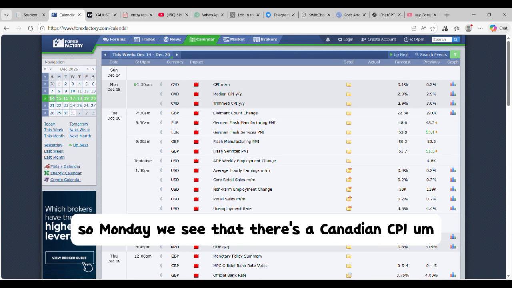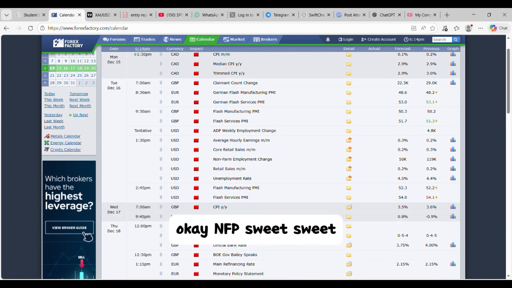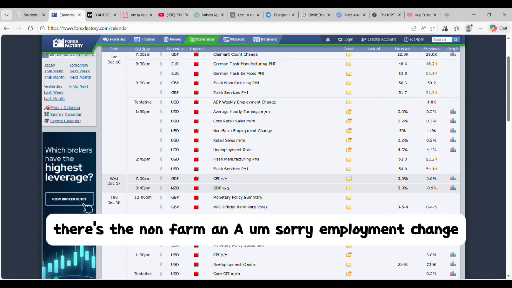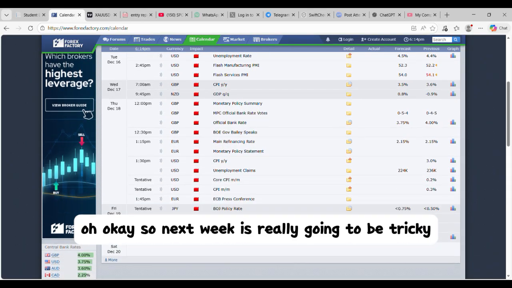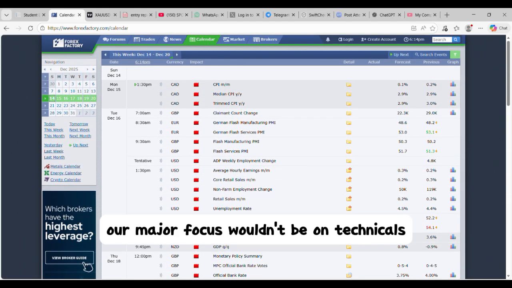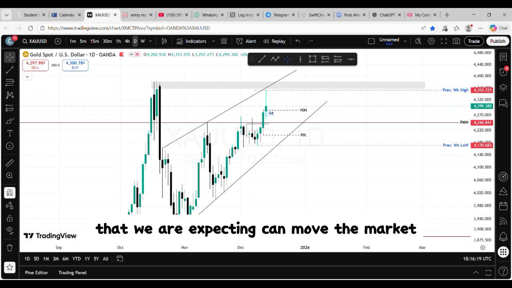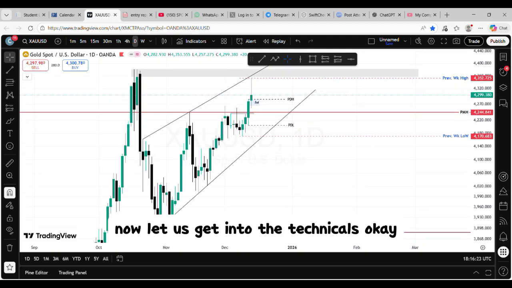So Monday, we see that there's the Canadian CPI. Tuesday, there's the United States NFP, the non-farm employment change, and the average hourly earnings. Okay, so next week is really going to be tricky. Our major focus wouldn't be on technicals because we have so much fundamentals that we are expecting can move the market. Now let us get into the technicals.